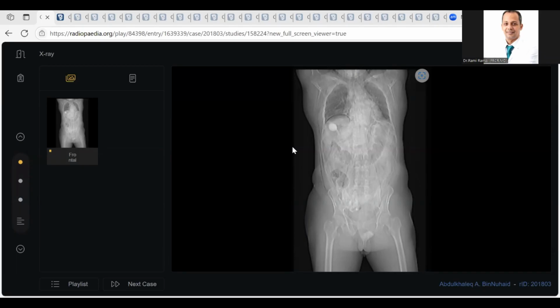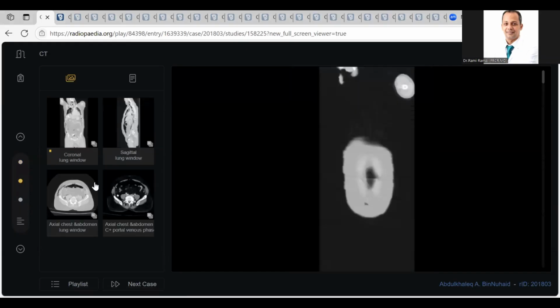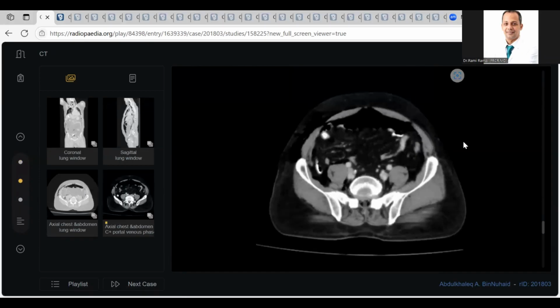Do you want anything else? I would like to do CT abdomen, CT abdomen pelvis. Okay, sir, I'm taking the control.